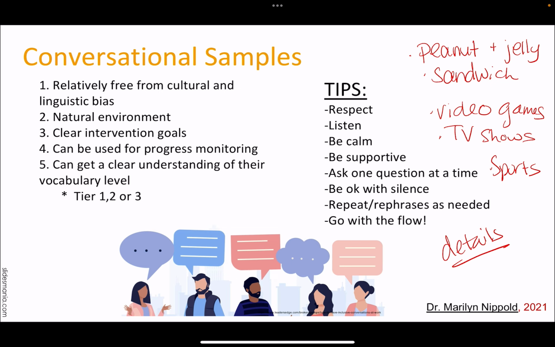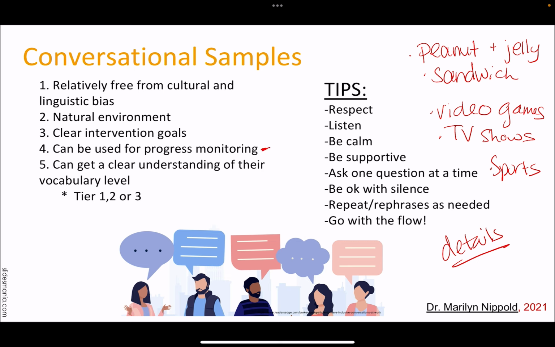So we're looking at how they're currently communicating in a more natural setting, because this is completely free of standardization. So there aren't rules. We're allowed to repeat. We can do conversational repairs. We want to see, can they do conversational repairs? And we can use this additionally as progress monitoring.